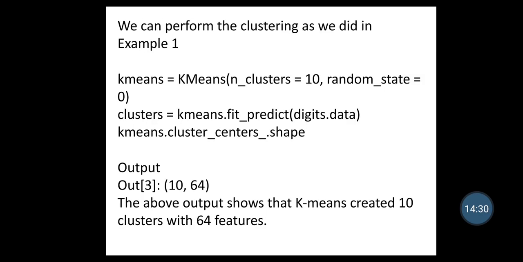We can perform the clustering as we did in example 1. So kmeans is equal to KMeans, n_clusters is equal to 10, random_state is equal to 0, clusters is equal to kmeans.fit_predict on the digits.data, then kmeans.cluster_centers_.shape. After execution our output is (10, 64), that is the output. KMeans created 10 clusters and 64 features.